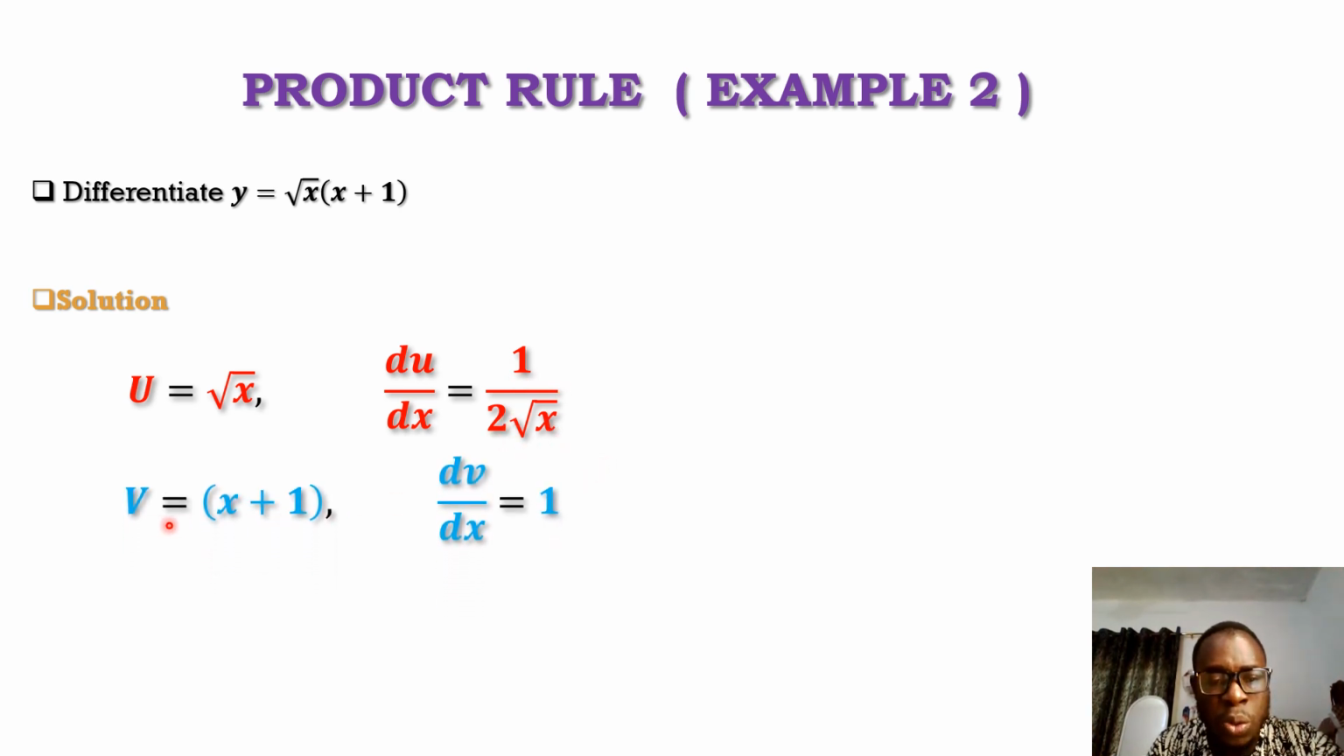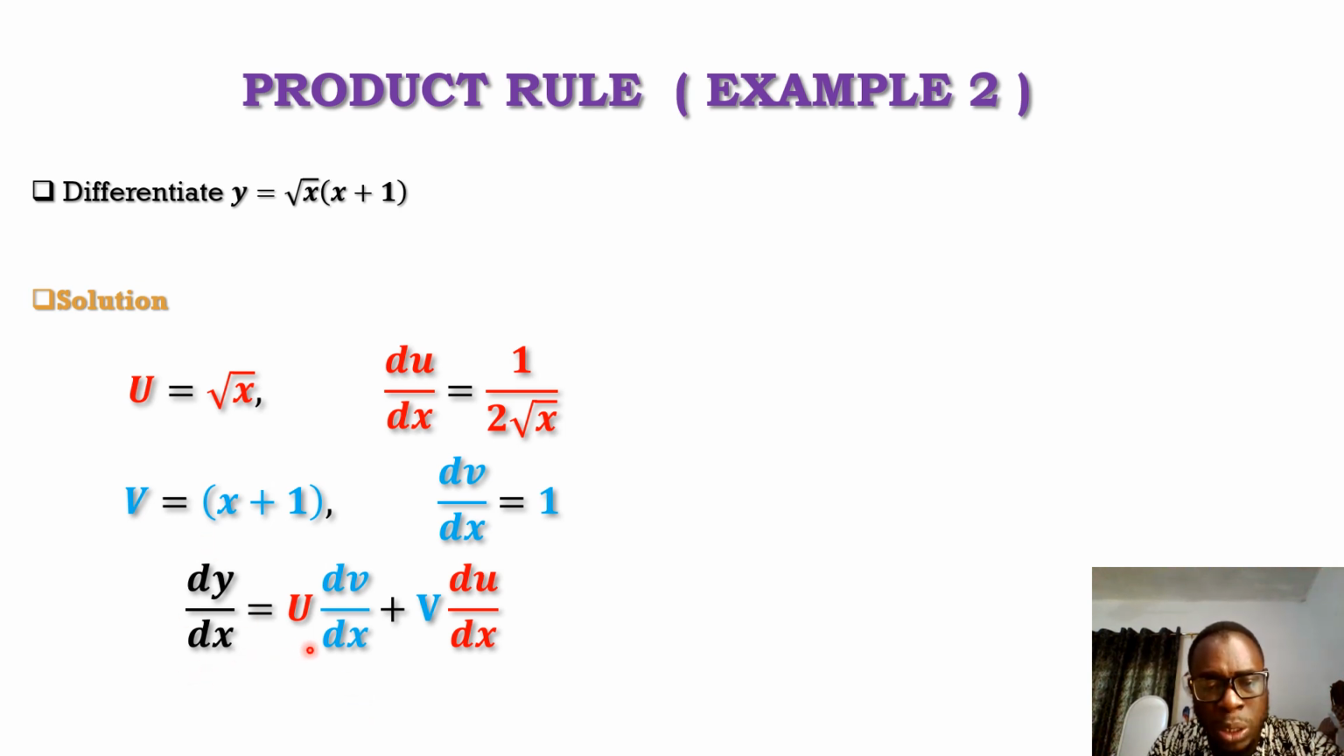When you do that, we also let v equal to x plus 1. So when you find dv over dx, we differentiate this function, we are going to end up with an answer to be 1. That is change in v over change in x equal to 1. Then we quote the formula dy/dx equal to u dv/dx plus v du/dx. Maintain the first function, differentiate the second function, plus maintain the second function, differentiate the first function.